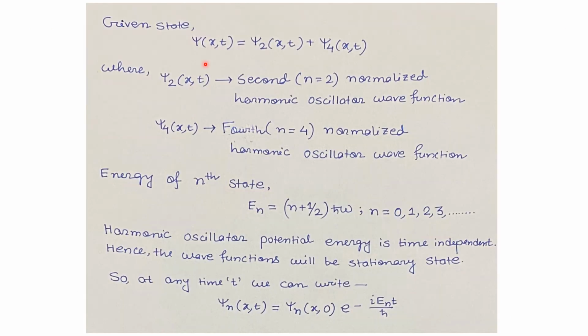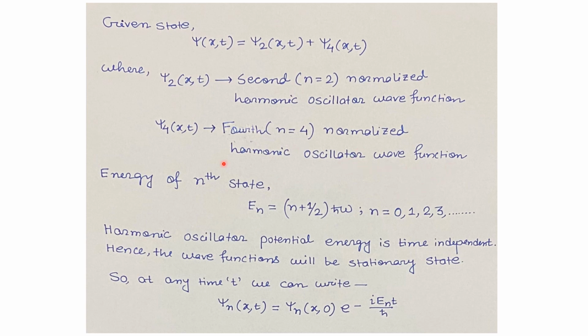It is given in the question that our wave function psi as a function of x and t is basically a linear combination or superposition of two different state harmonic oscillator wave functions. Those are psi 2 and psi 4. Here psi 2 is the second, that is the n equals 2 state normalized harmonic oscillator wave function, and psi 4 is the fourth, that is the n equals 4 state normalized harmonic oscillator wave function.